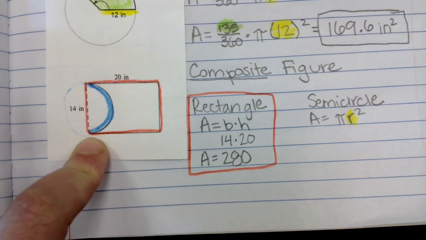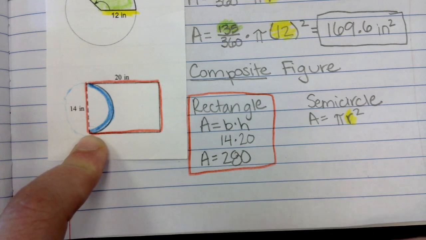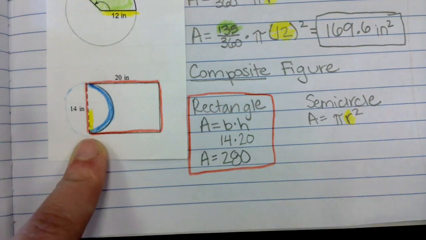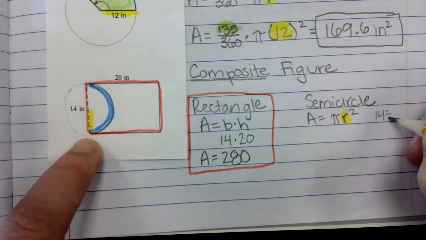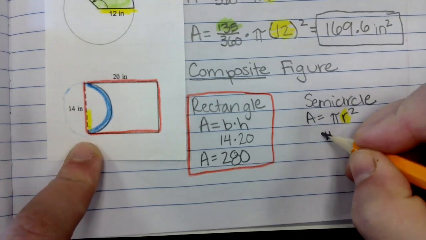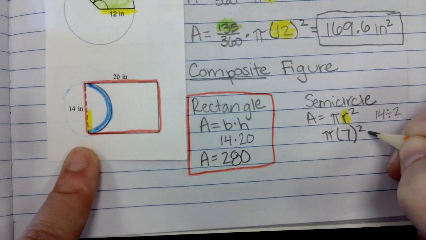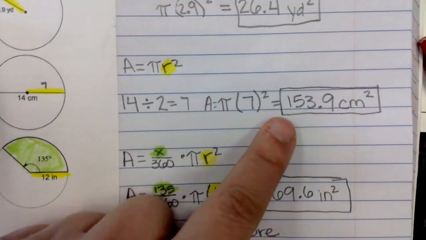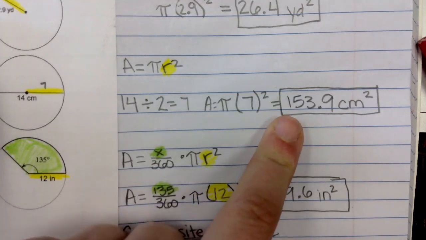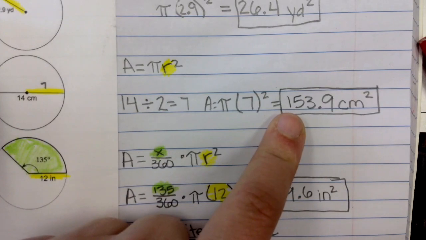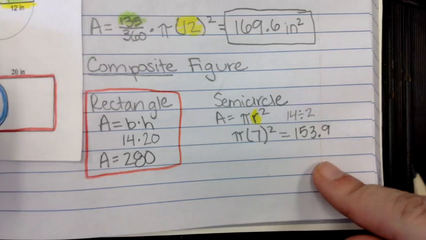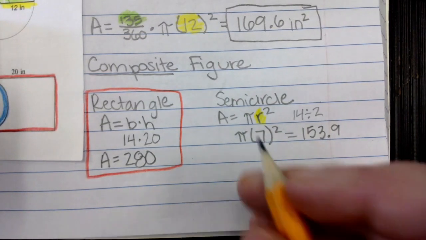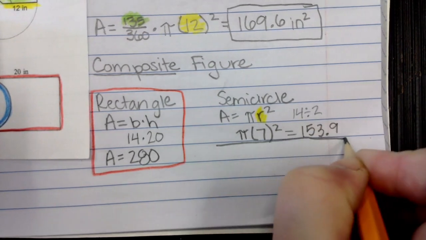Okay, but that's for a whole circle. And how much of the circle did we need to find? How can I find half of 153.9? I could multiply by a half. Either way, we get the same answer. I would divide by 2. That's how my brain works. So 153.9 divided by 2 is 76.95. I'm just going to keep it like that for now. I'm not going to round it quite yet. I'm going to box it in blue so I know it matches with my shape.